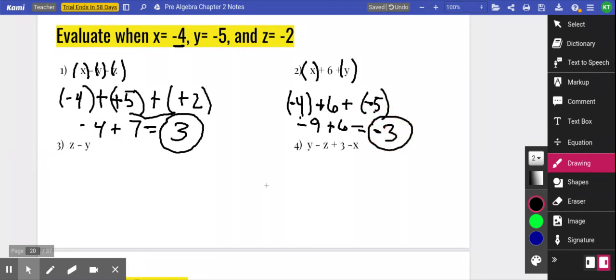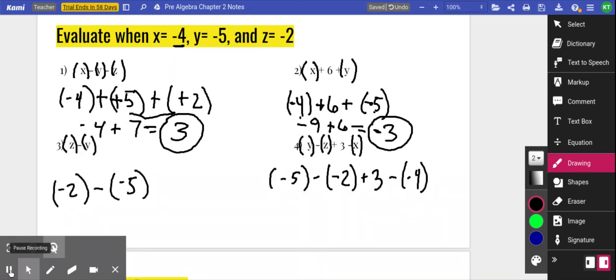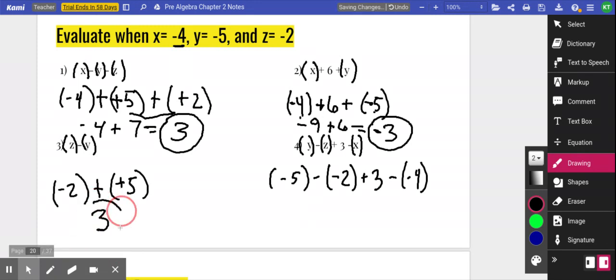All right, work on examples 3 and 4. So pause the video here and work through those. All right, starting off, just writing the expression, plugging in the variable. So here I plugged in negative 2 for z, minus, and I plugged in negative 5 for y. So when I solve this, I'm going to change it to addition by adding the opposite. So now I have a negative 2 plus a positive 5. Opposite signs, subtract. 5 minus 2 is 3. The positive value carries the weight.